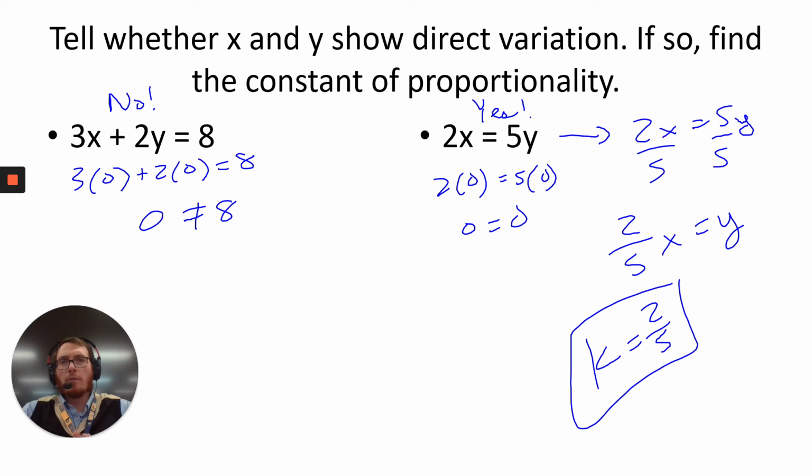This is just a review of direct variation because there's a few review questions at the end of your homework. Remember, direct variation means it's proportional. Proportional means it goes through 0, 0, and has a nice linear progression to it.